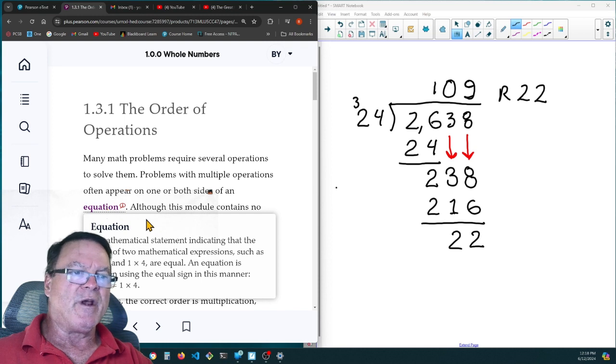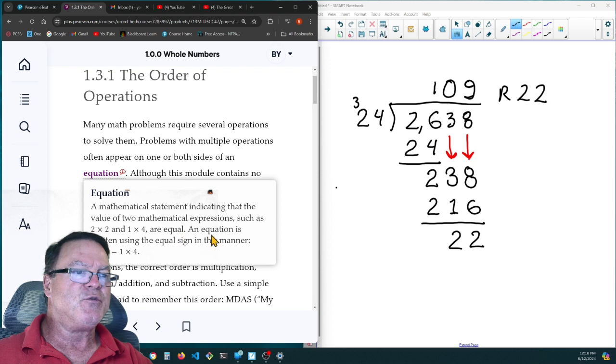Like here's an equation, a mathematical statement indicating that the value of two mathematical expressions, such as 2 times 2 and 1 times 4, are equal. An equation is written using the equal sign in this manner: 2 times 2 equals 1 times 4.